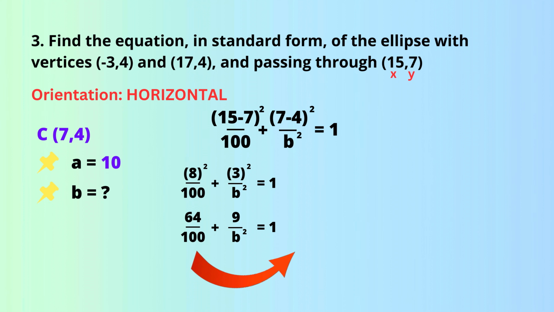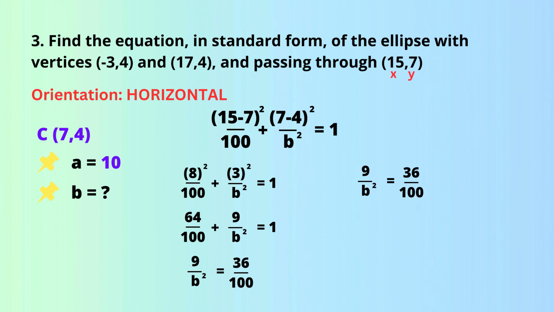Transpose 64 over 100 to the right side of the equation, then solve for 1 minus 64 over 100. We can have it as 100 over 100 minus 64 over 100, which is 36 over 100. Simplifying 9 over b squared equals 36 over 100, we can cross-multiply so that we have 36 b squared equals 9 times 100, or 900. Dividing both sides by 36 to solve for b squared, we have b squared equals 25. Therefore, our b is equal to 5.